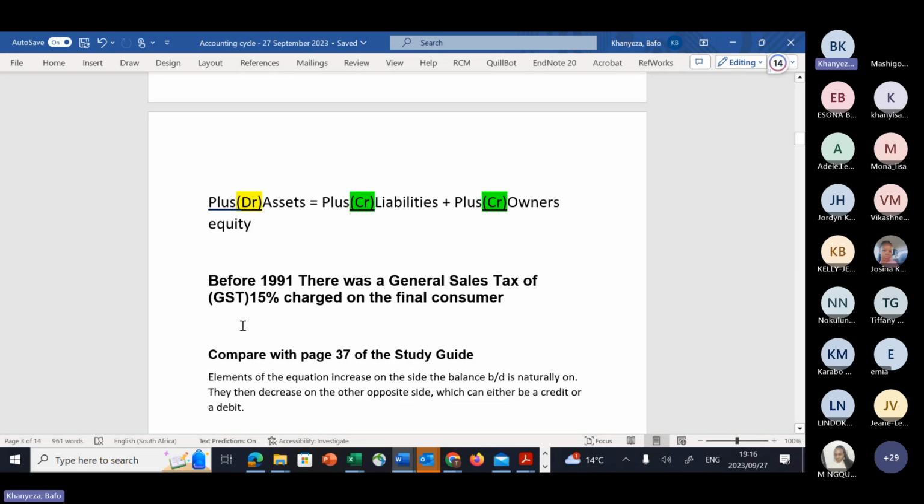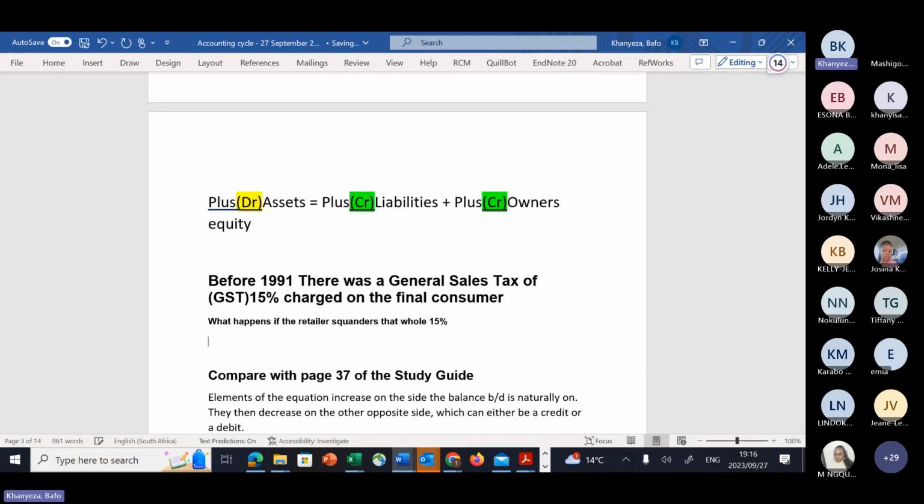The question became as to what happens if the retailer squanders that whole 15%. Because they collect it from you, the final consumer, and they are meant to pay it over to SARS.